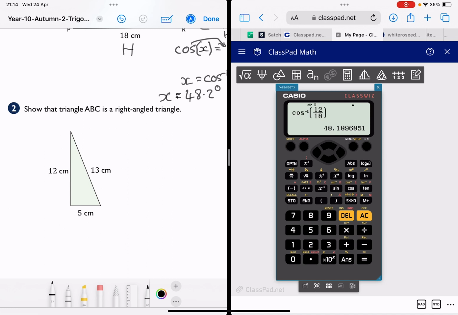Okay, second question. Show that triangle ABC is a right-angled triangle. Well, if it is a right-angled triangle, then we would expect Pythagoras to work. So I would say that A squared plus B squared equals C squared. Okay. When I'm using Pythagoras, the longest side would be the hypotenuse, or the value of C in this case, which would have to be the 13. A and B can be either of the other 2, so I'm just going to call the 12 A and the 5 B.